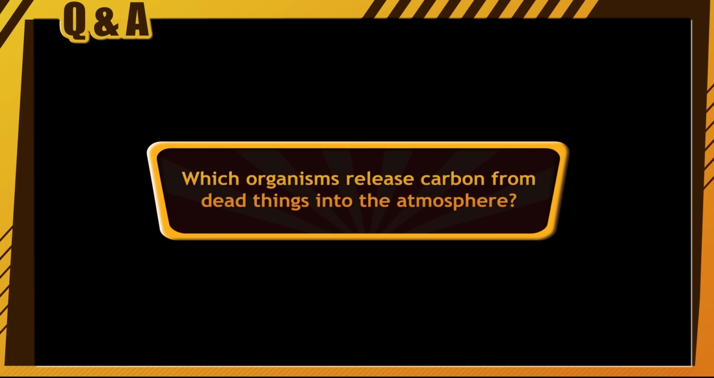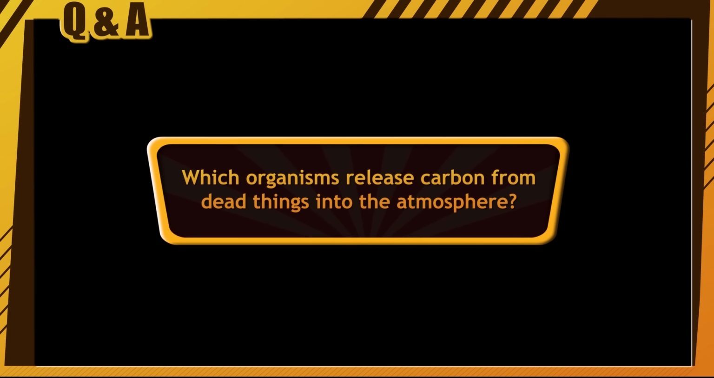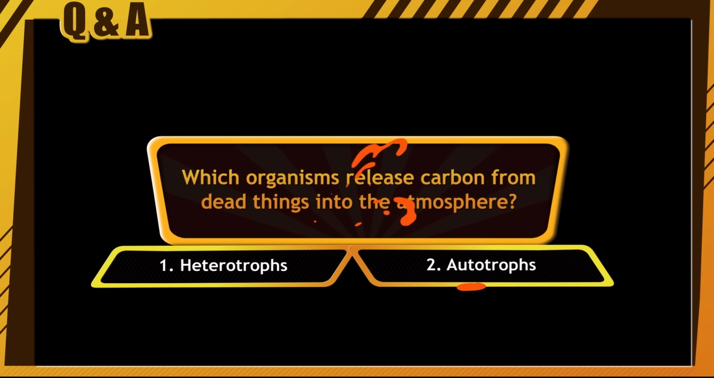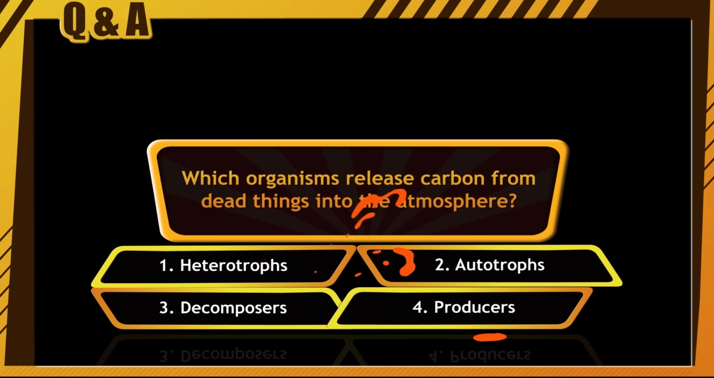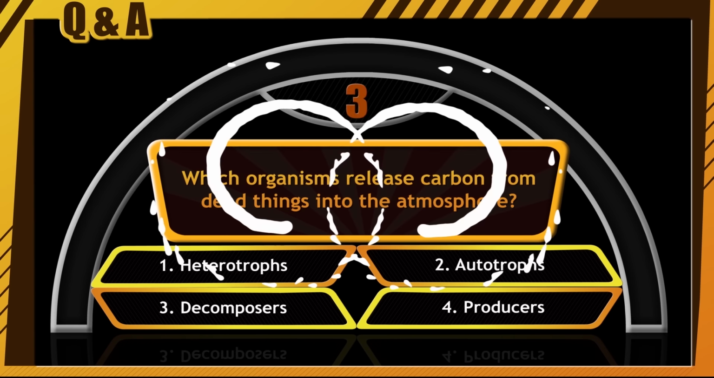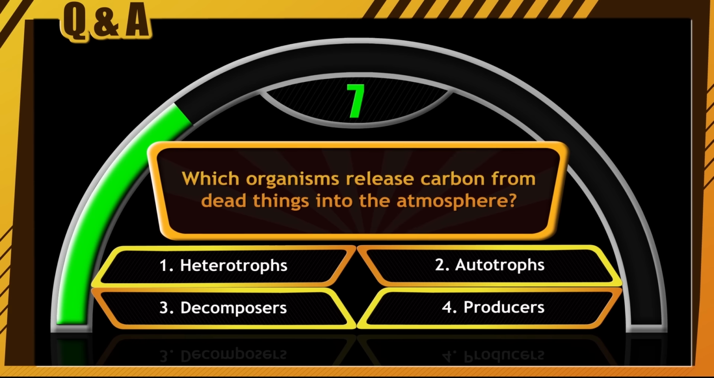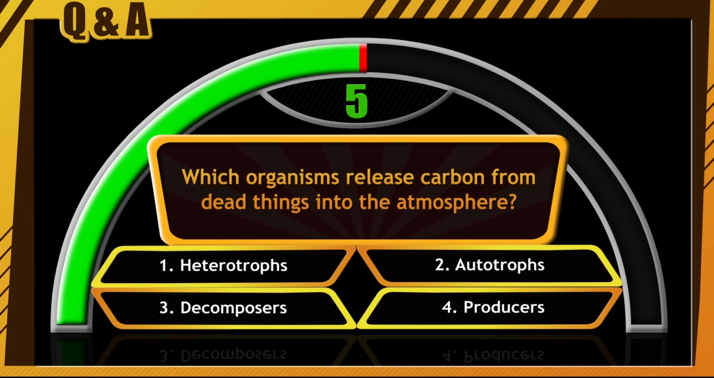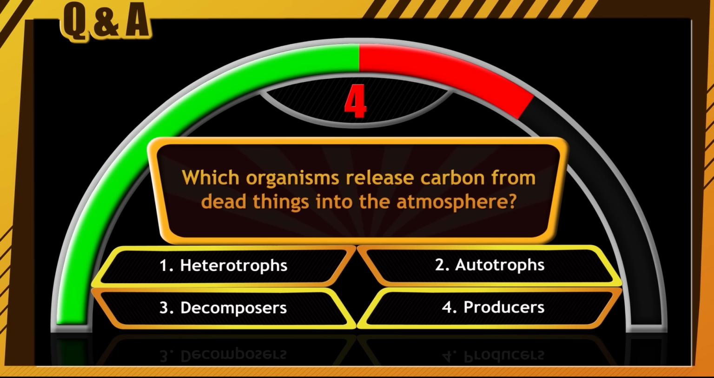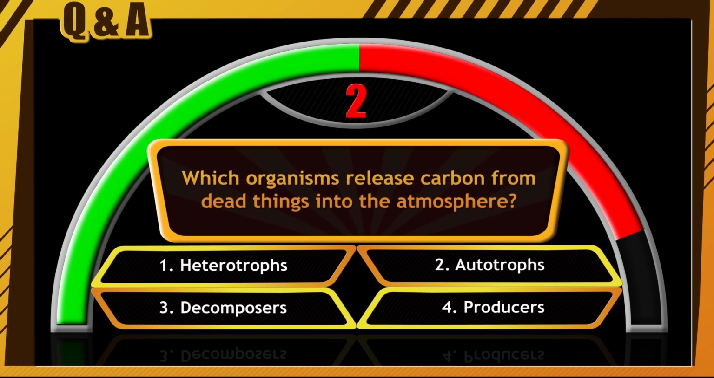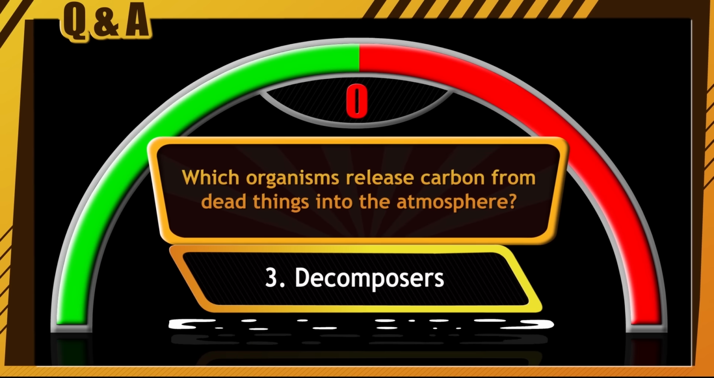Which organisms release carbon from dead things into the atmosphere? Heterotrophs, autotrophs, decomposers, producers. Come on guys, clock is ticking. Start typing your answers in the comments section. The correct answer is option number 3, decomposers.